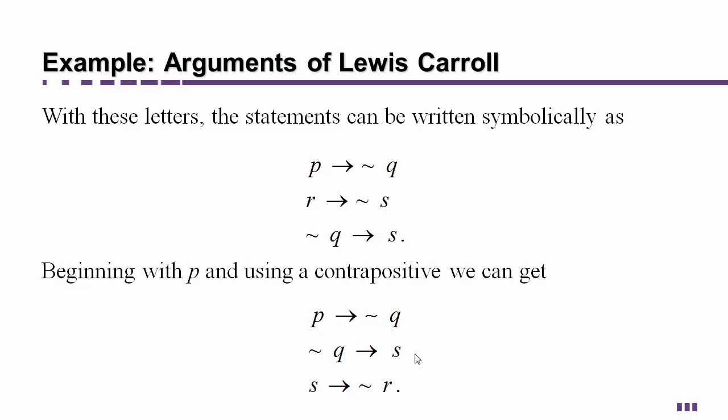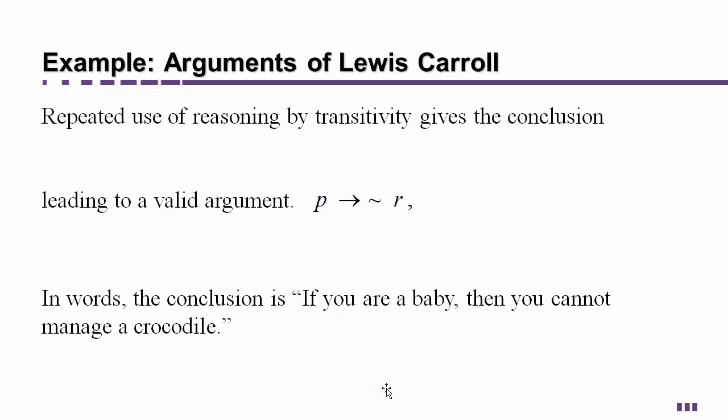But by doing that, you see how we have created a transitive chain, right? P goes to not Q goes to S, S goes to not R, so by a kind of double transitivity, we have that P implies not R. So there is our final statement, and that would be a valid argument by the reasoning of transitivity. It was one of the rules that we saw earlier.